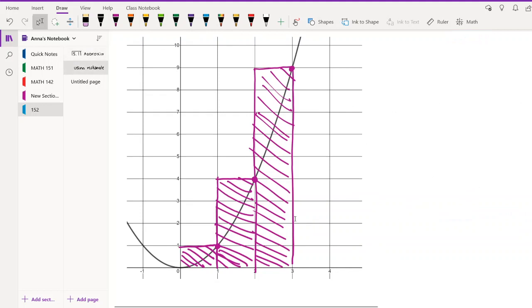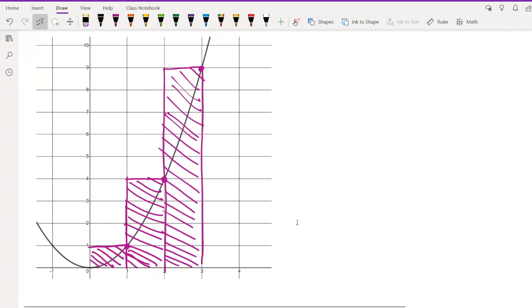Now you'll look at it and say, okay, that's not going to be very close, and we'll see how to do a better job in a few minutes. But you can at least see that it's not super far off. We're mimicking the shape of this graph because we're using these points that actually lie on the graph to determine our heights.